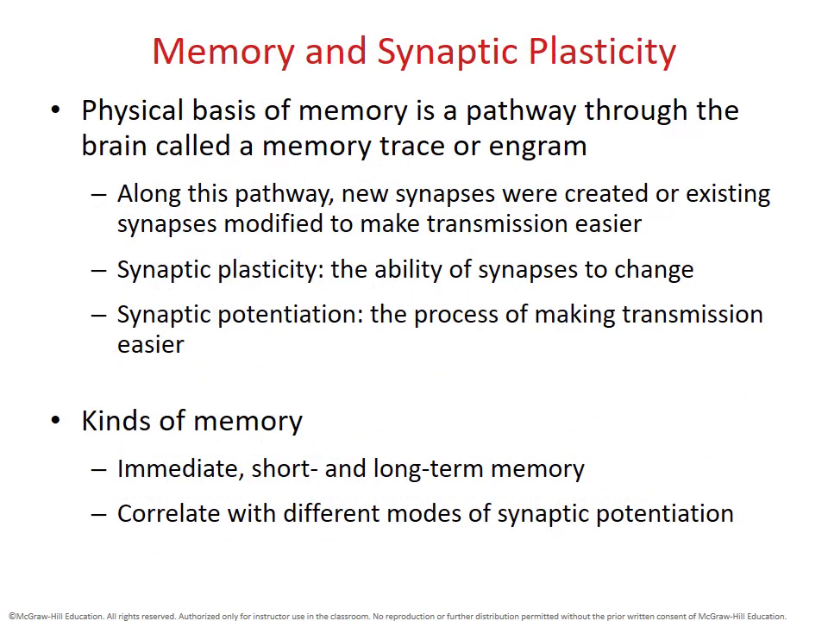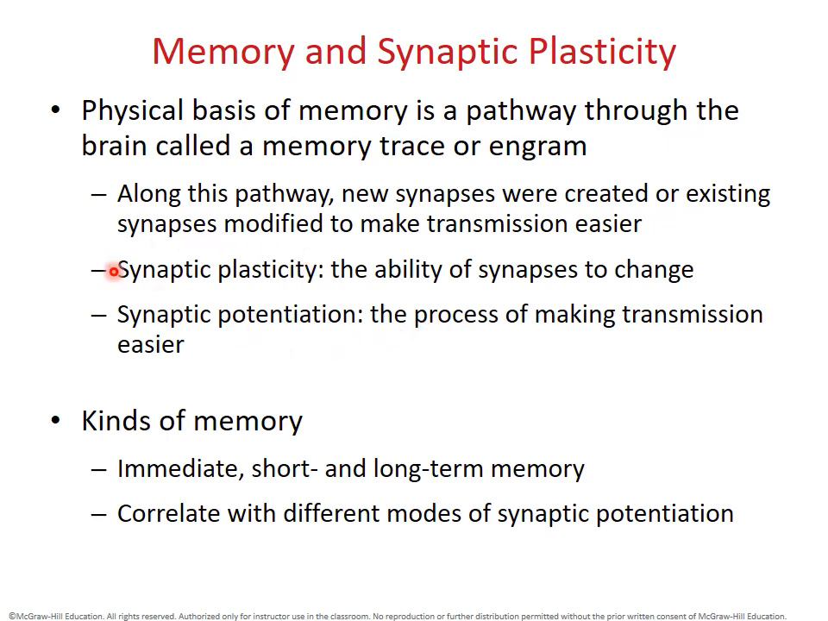Our last topic is memory. A memory basically is just a specific path that action potentials take through a specific sequence of interneurons. This is called a memory trace or an engram. And of course, these pathways have to be reinforced in order for them to be activated. And so memorization, the process of actually remembering something, involves synaptic potentiation, making it much easier for those synapses to fire, so we don't have to work so hard to activate that pathway, that memory.